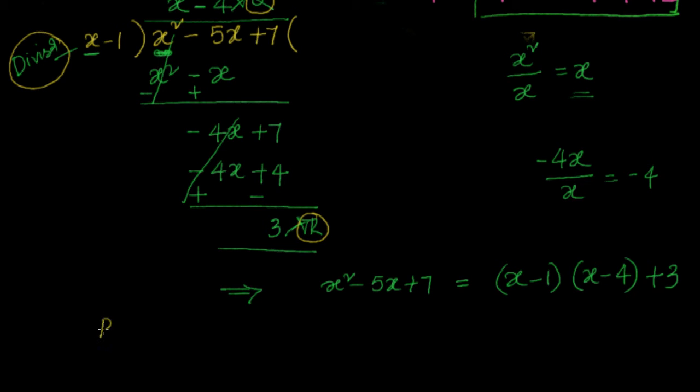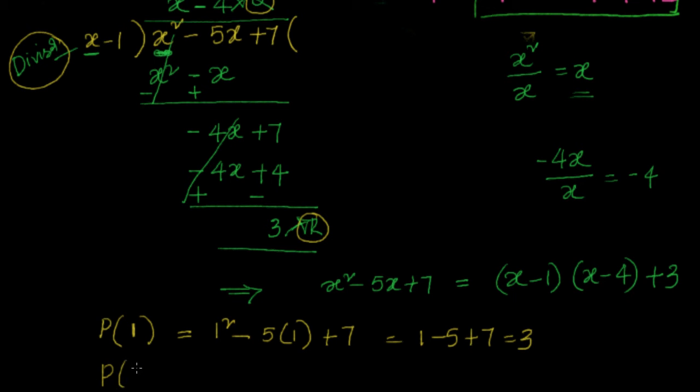Let us do this. Suppose we have seen here that x square minus 5x plus 7 can be written as x minus 1 into x minus 4 plus 3. Let us say we want to calculate p of 1. That means in x square minus 5x plus 7, I want to substitute the value of 1. That's nothing but 1 square minus 5 into 1 plus 7, that is 1 minus 5 plus 7, equal to 3. Similarly, let me also try the value of p of 4 and see what happens. I have 4 square minus 5 into 4 plus 7, that is 16 minus 20 plus 7, equal to 3.